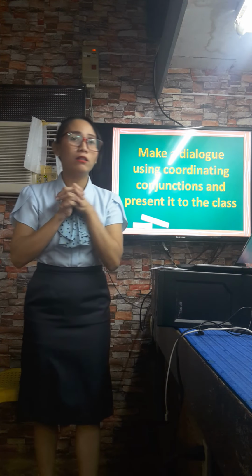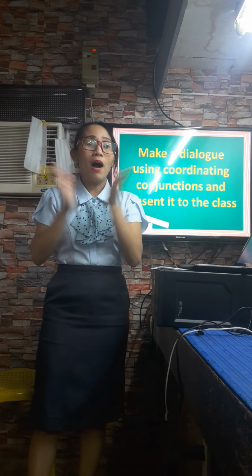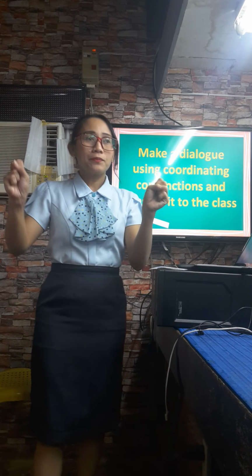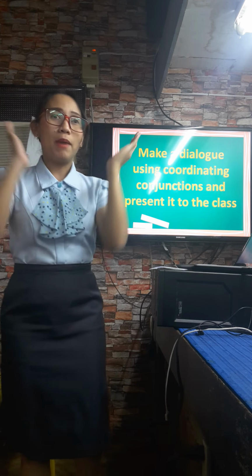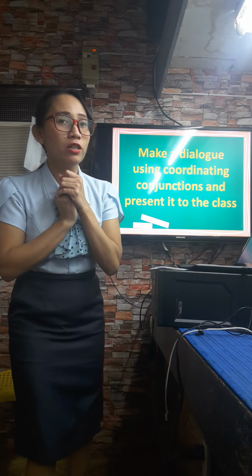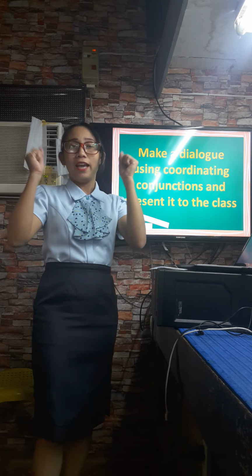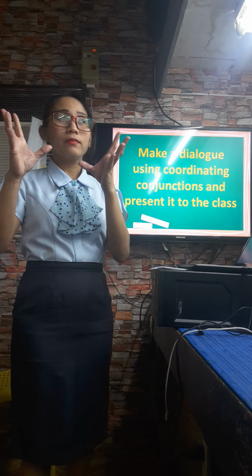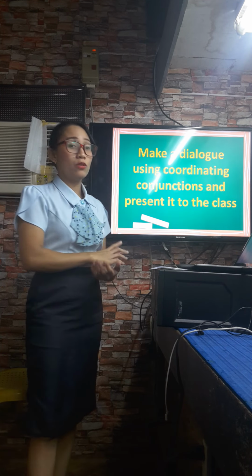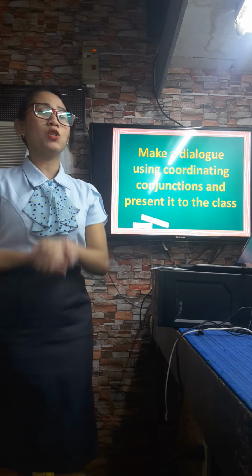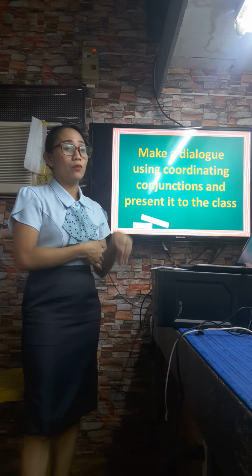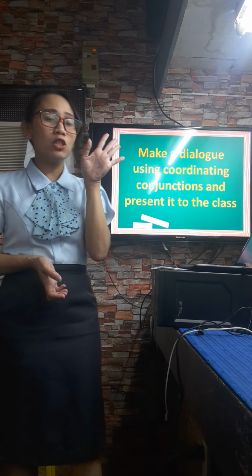Now, I have an activity. Go back to your seats and arrange your chairs first. This activity is by pair. I will give you 5 minutes to prepare a dialogue. Make a dialogue, of course, with coordinating conjunctions. Use them correctly. Then you will present the dialogue to the class, here in front. I will choose 5 pairs to present their dialogues in front. Okay, I will give you 5 minutes to make the dialogue.